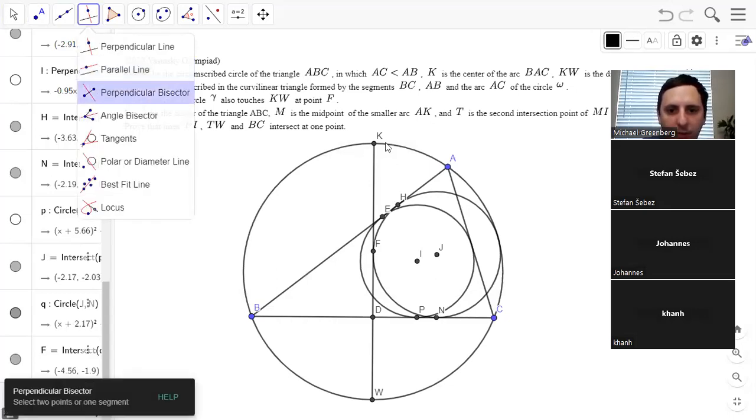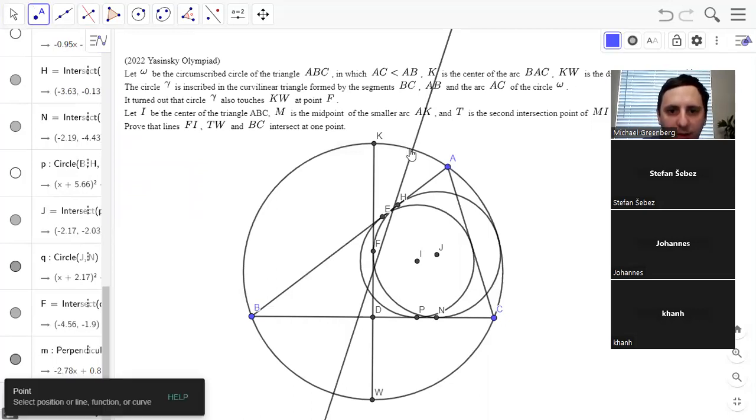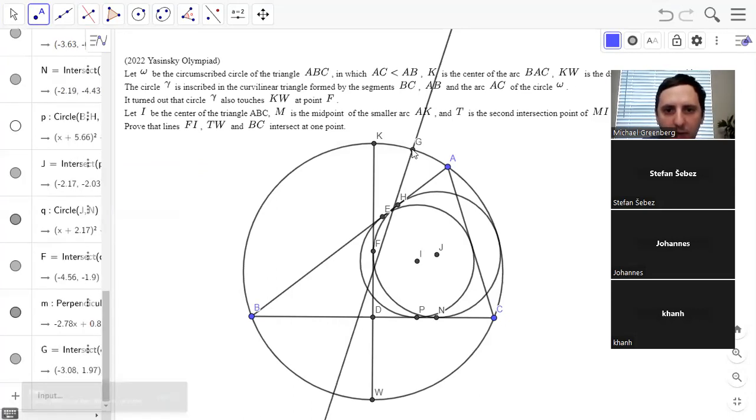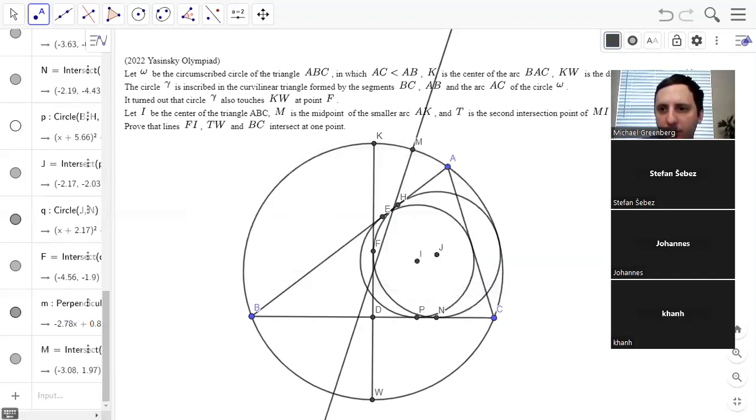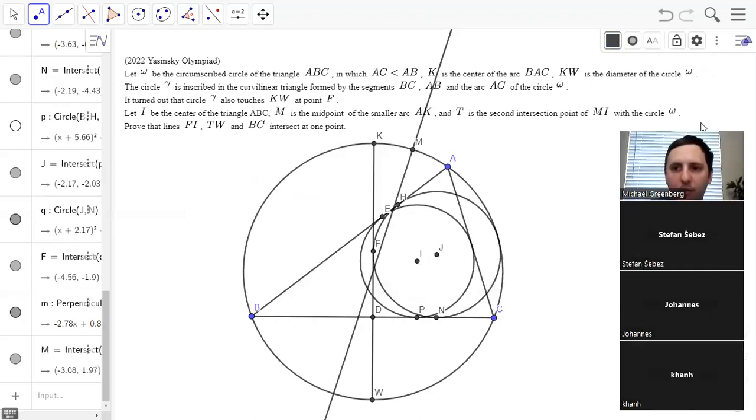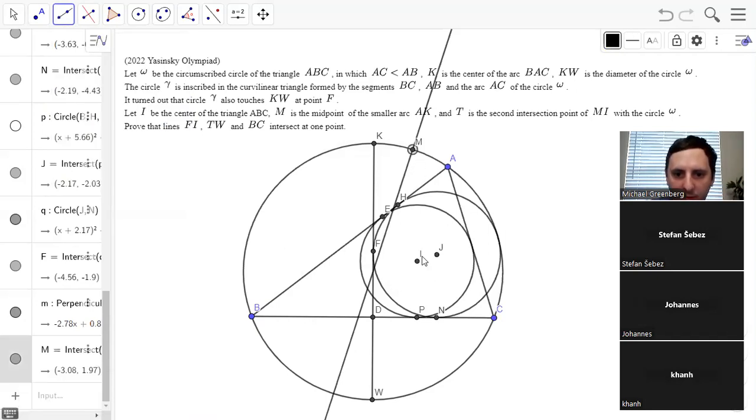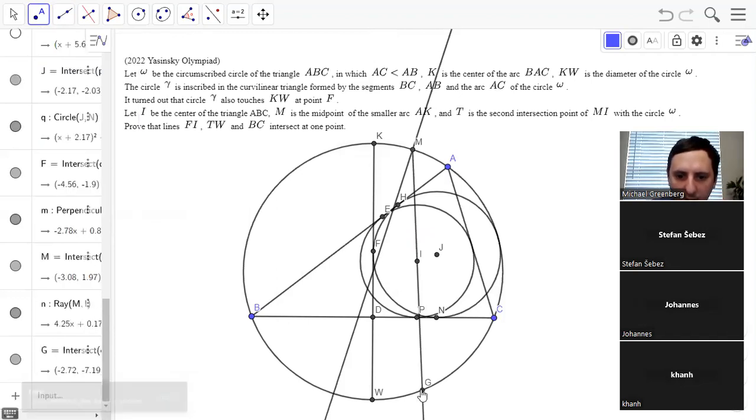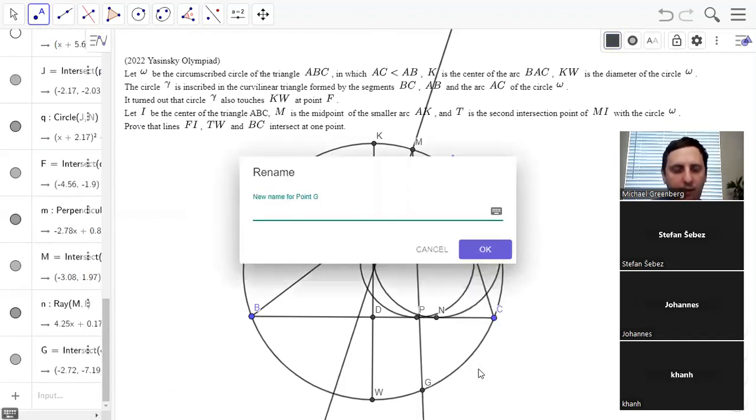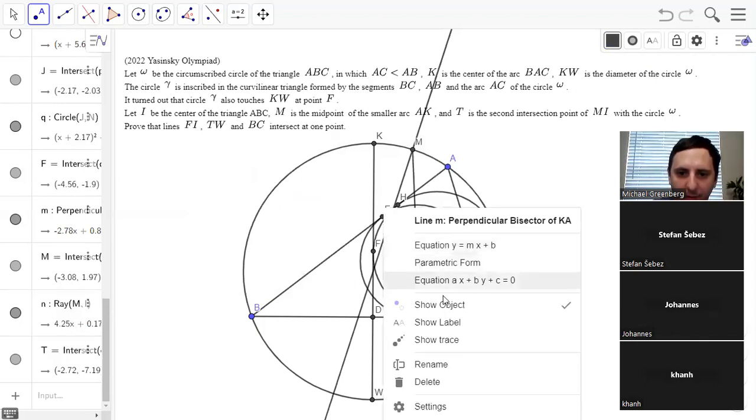Okay, so I'll draw the perpendicular bisector of BK, and that is M. And then we want to draw the intersection of MI with the big circle, and that would be T. We want to show that FI, TW, and BC are concurrent. It's kind of random.